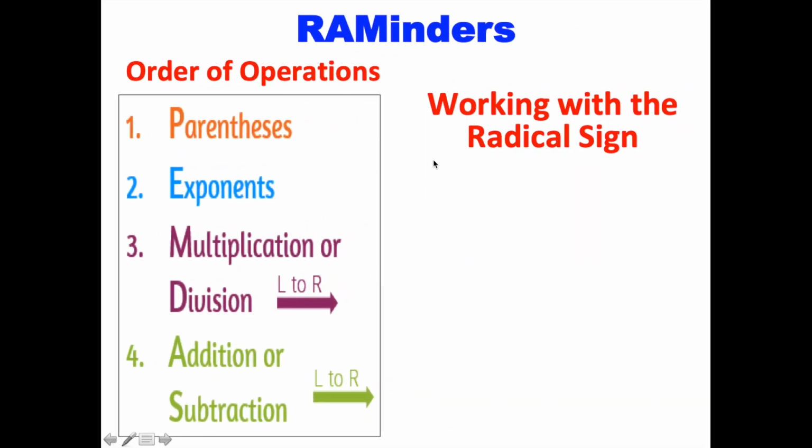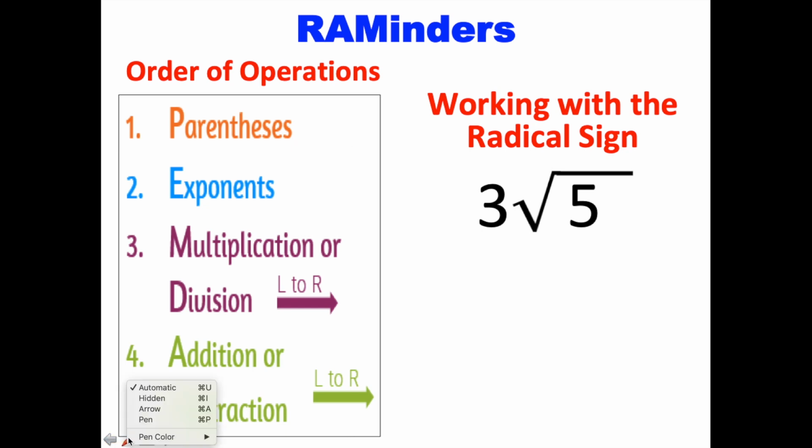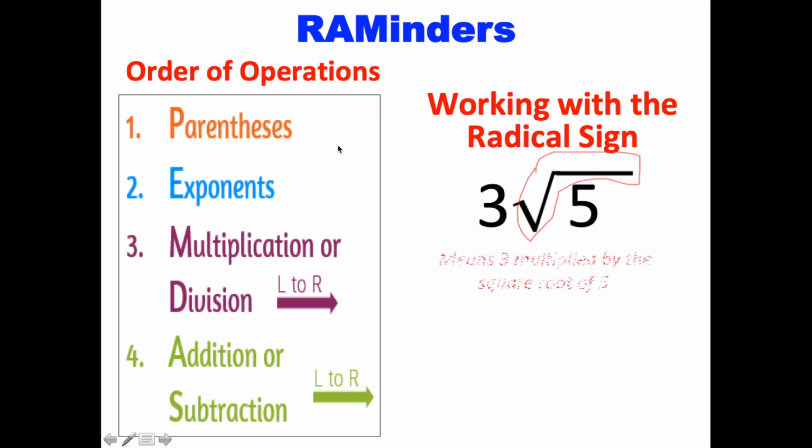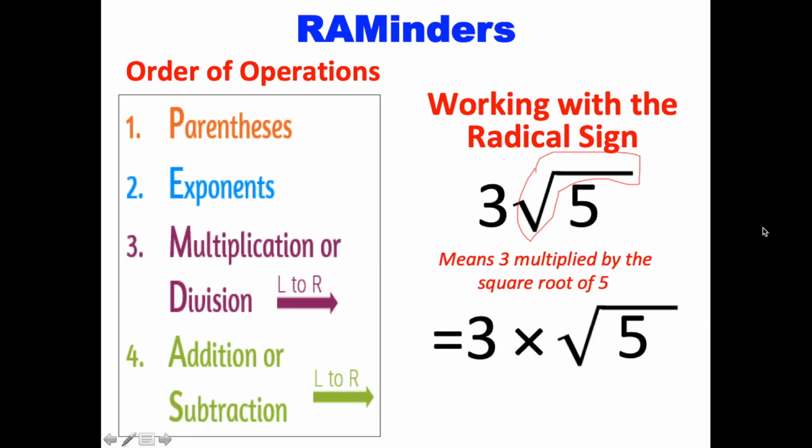Working with radical numbers, you will see an expression that looks like this. 3 square root of 5. This is called a radical sign. That means square root. Therefore, that means 3 multiplied by the square root of 5. So, you will have to solve for the square root first.